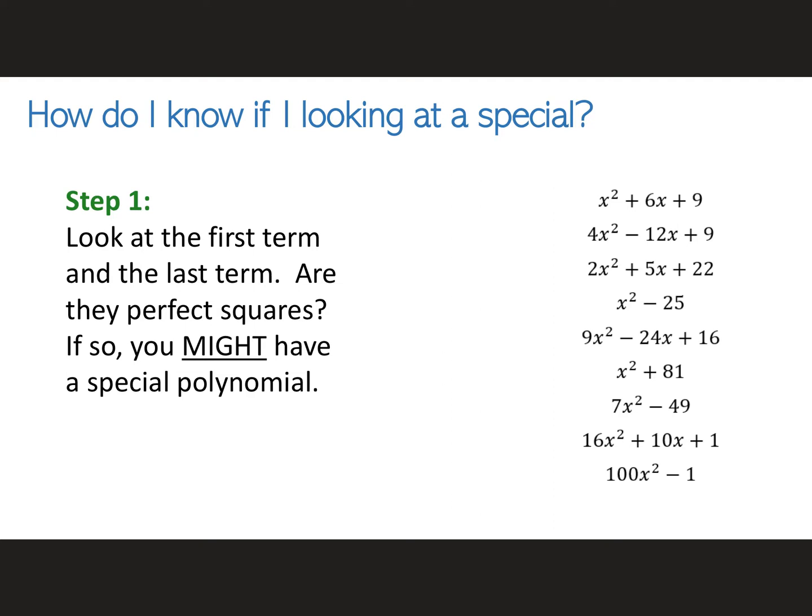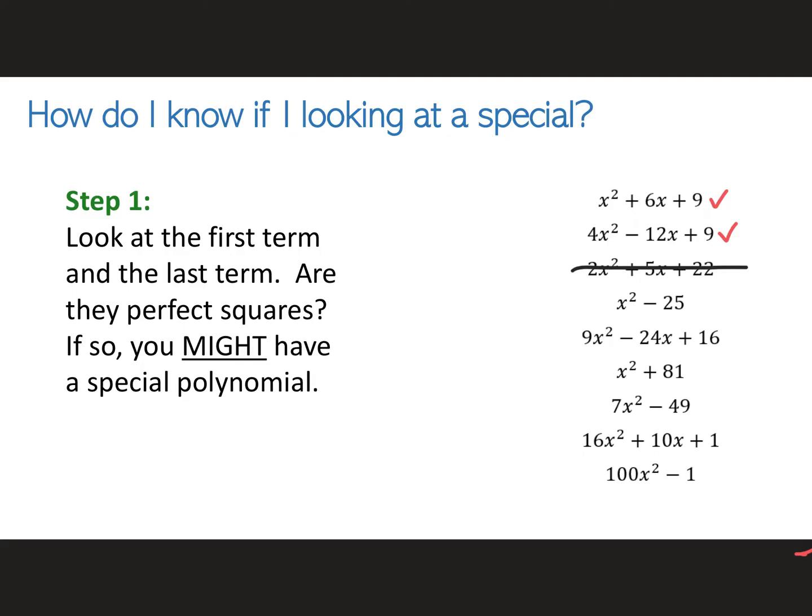Let's look at the first one. Is x squared a perfect square? Sure. What about 9? Yep. The next one, 4x squared. Yep, that's a perfect square. The 9, again, yes. 2 is not a perfect square. 22 is not a perfect square. So we can say that is not going to be a special at all.